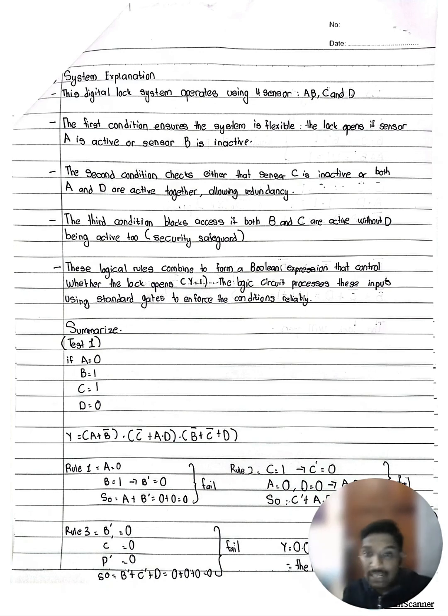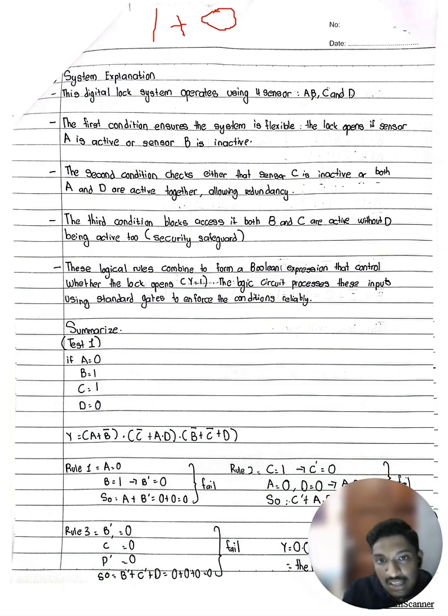Okay. System explanation. First, I'll talk about the rule. Second, I talk about expression. Third, I talk about the truth table and Karnaugh map. Fourth, I talk about the logic circuit. So this is a simple explanation. The digital lock system operates using 4 sensors, as I told before, A, B, C, and D. The first condition ensures the system is flexible. The lock opens if sensor A is active or sensor B is inactive. So on the logic circuit, this means A should be 1 and B should be 0.